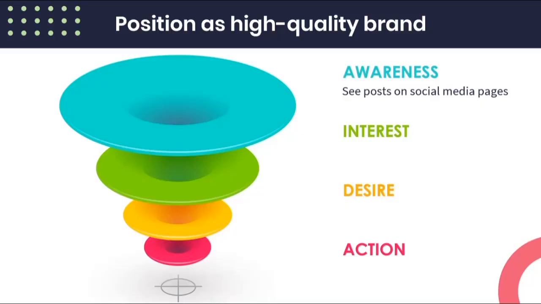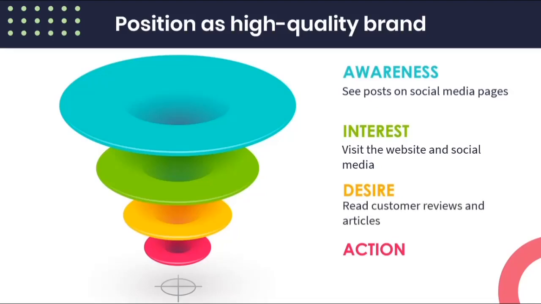Going back to the goal, under interest, they would visit the website and social media pages, right? That's where the interest is actually generated. That would be the action that implies they are actually interested in the first place. And under desire, they could be reading customer reviews as well as articles. So in digital terms, this would be tracking blog posts or time on the actual site itself. We'll go into these a little bit more as we progress.